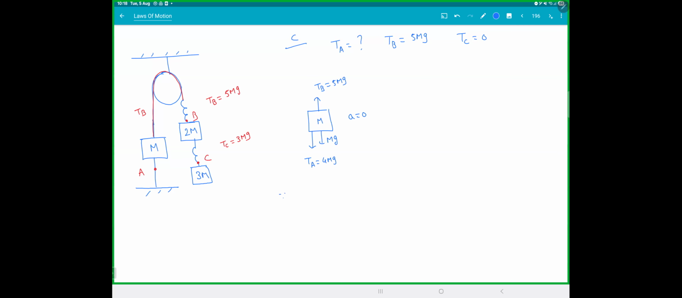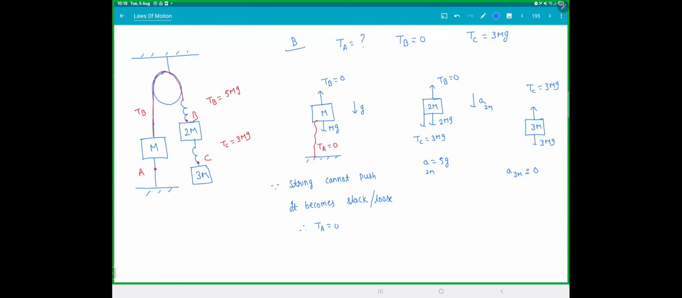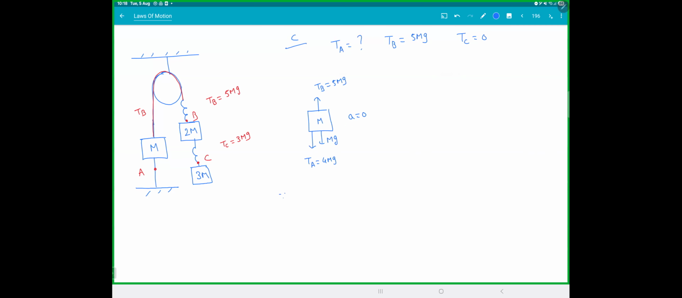This is the difference between this and the previous one. In the previous one, the block was trying to come down and the string could not support compression, so it became 0. But if I try to pull you up, the string has no problem. Since string cannot stretch, the block M will remain at rest. Strings can pull, they can't push you back. So TA becomes 4 mg. Block does not move.